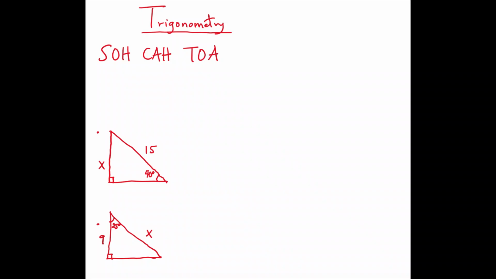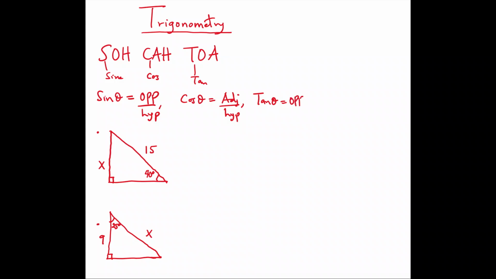And the S stands for sine, this stands for cos, and this stands for tan. Okay, so in trigonometry, sine theta is equal to opposite over hypotenuse. Okay, and cos theta is adjacent over hypotenuse. And then we have tan theta to be opposite over adjacent.